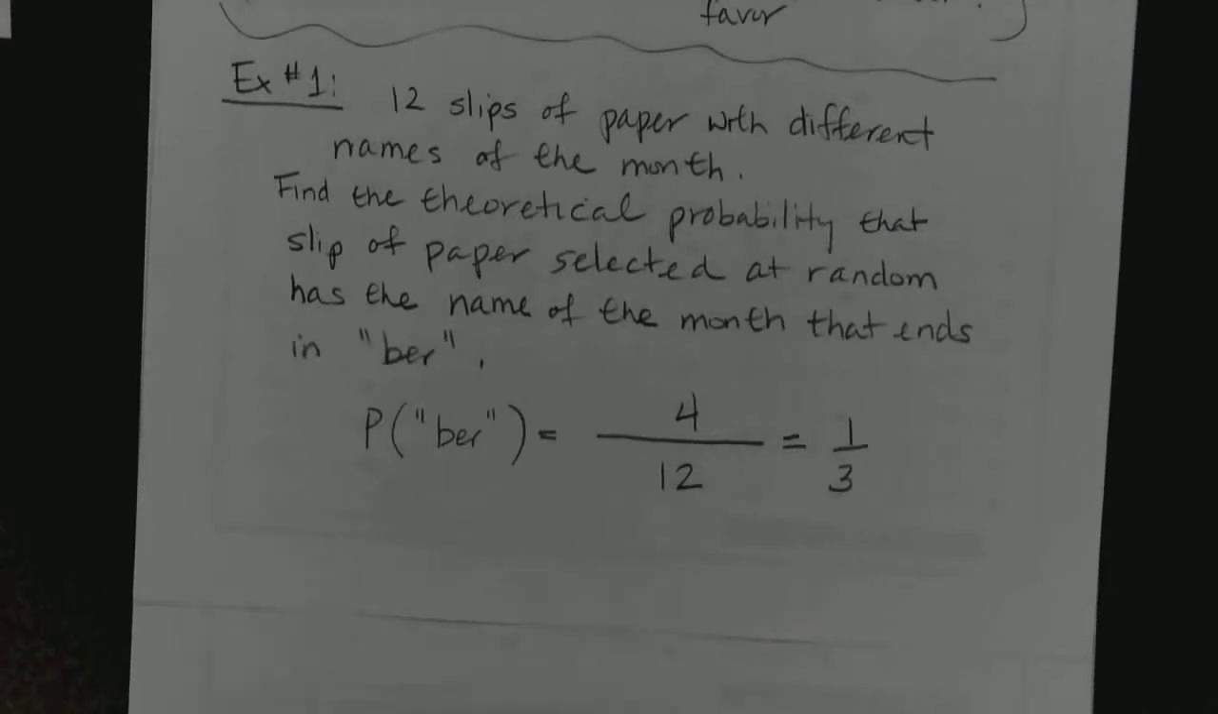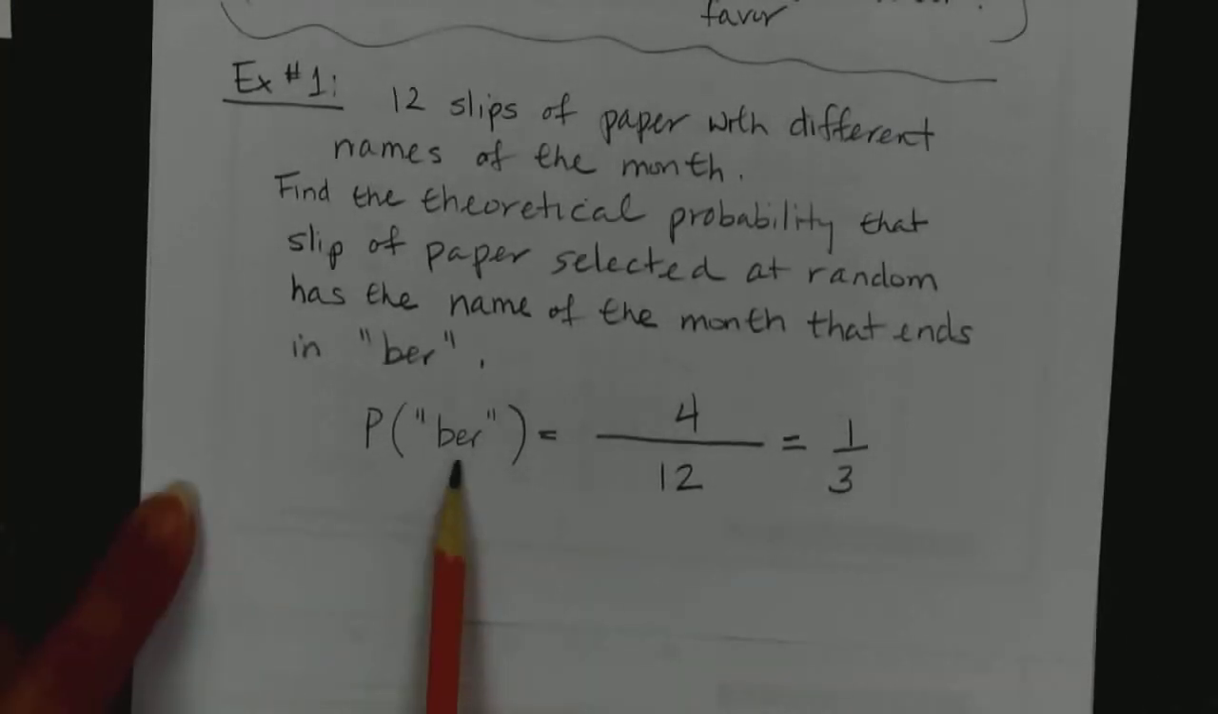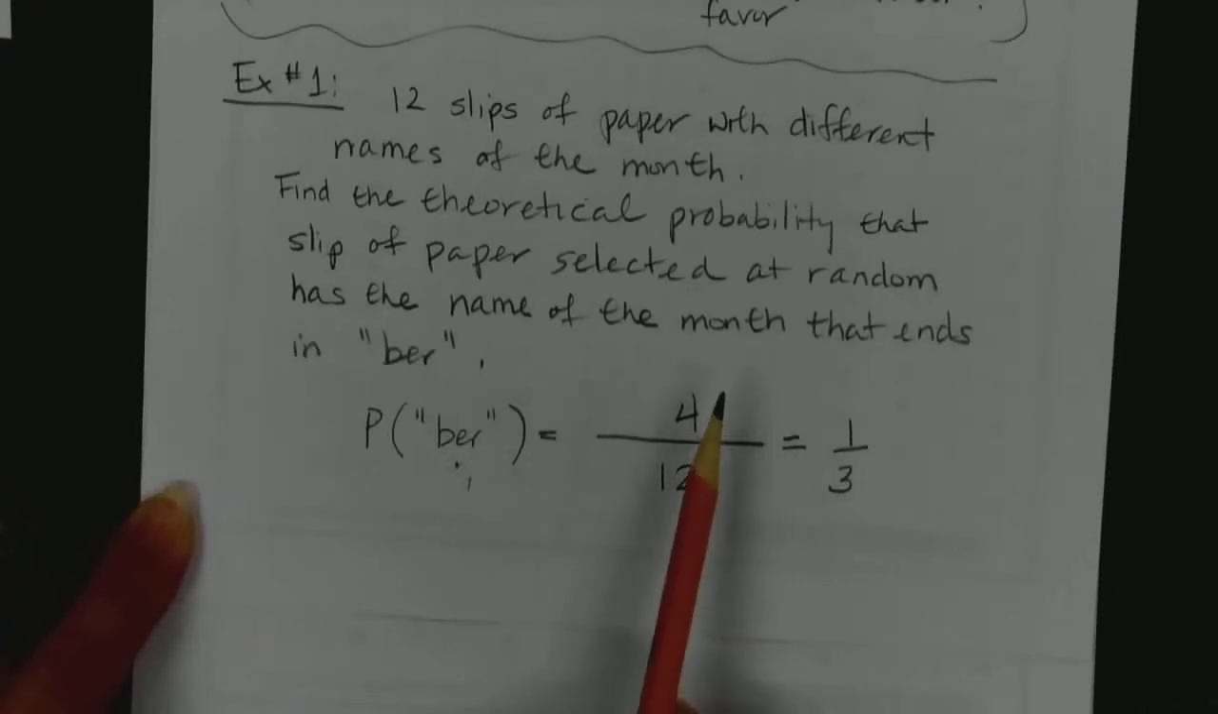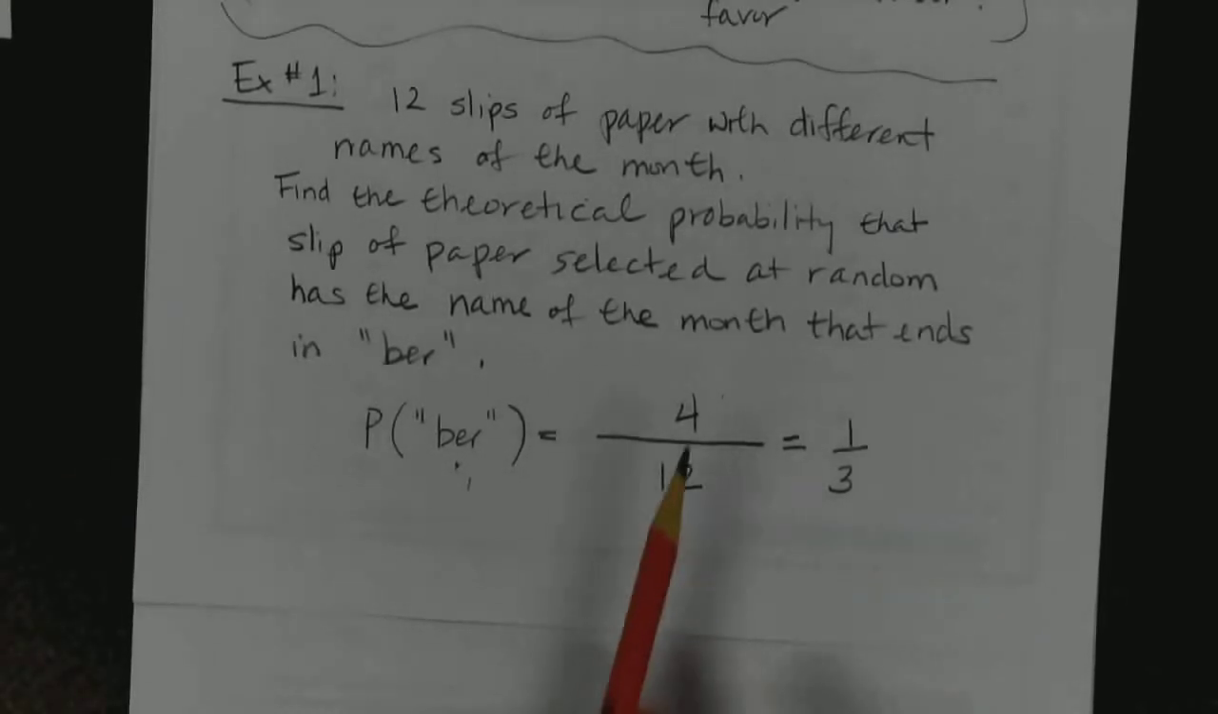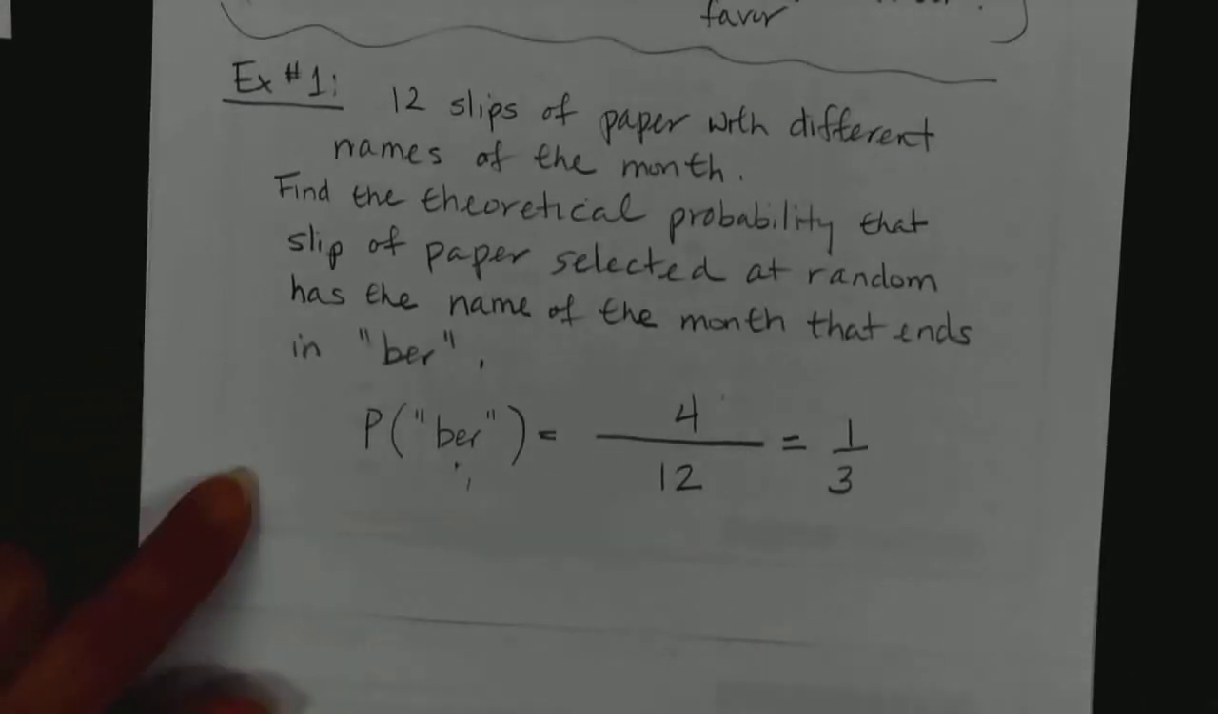January, February, March, April, May, June, July, August, and then you've got September, October, November, December. There's 4 months out of 12 which end in "ber". So the probability of picking a slip of paper is 4 out of 12, which is 1/3. Okay? Any questions with probability?